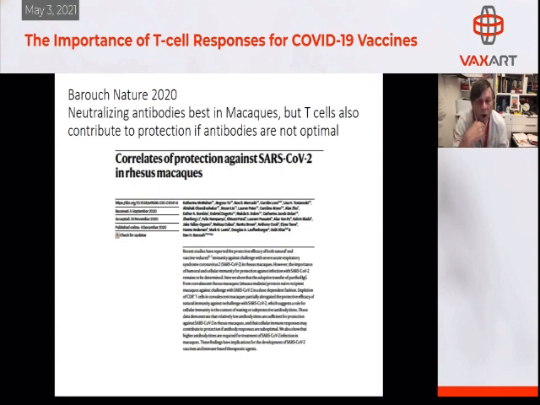And he did that by transferring antibodies from one monkey to another, immunized monkey or infected monkey to another. But the other thing important in this conversation is he found out that if you don't have the absolute best antibody responses, T cells can save you. He showed that T cells were really playing an important role in protection if you didn't happen to make the absolute best neutralizing antibodies.